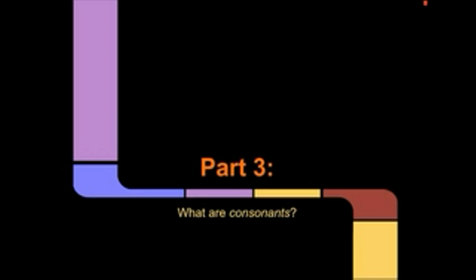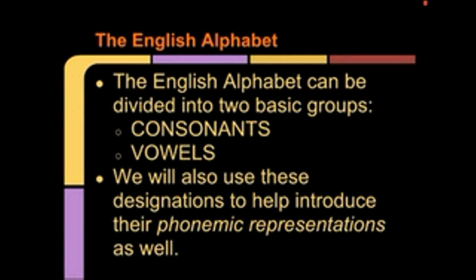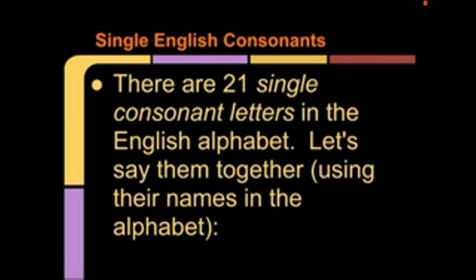Part 3. What are consonants? The English alphabet can be divided into two basic groups: consonants and vowels. We will also use these designations to help introduce their phonemic representations as well. There are 21 single consonant letters in the English alphabet. Let's say them together using their names in the alphabet.